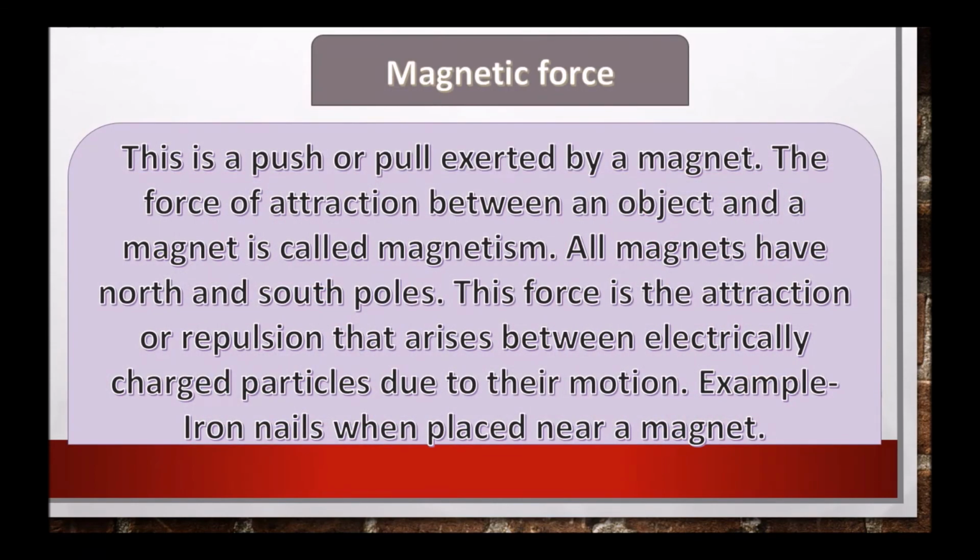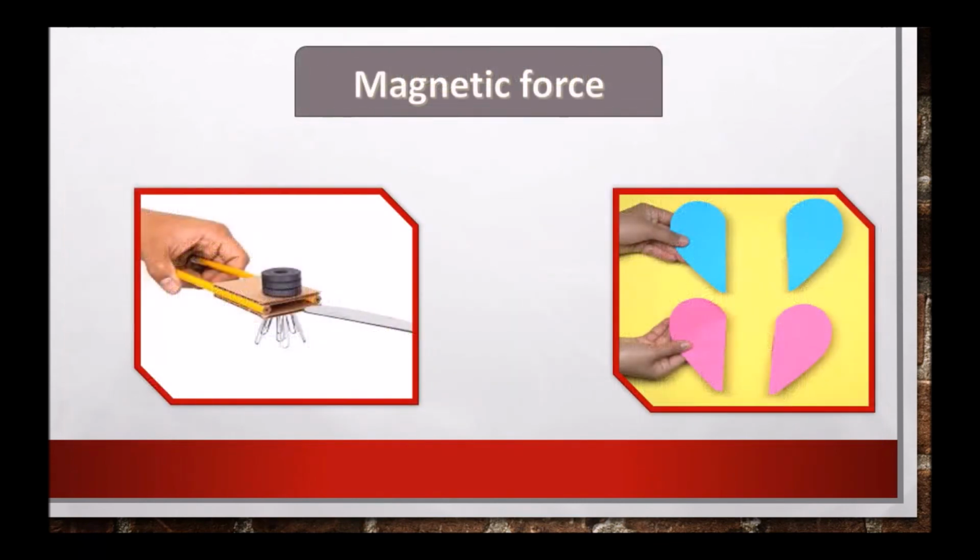Magnetic force. This is a push or pull exerted by a magnet. The force of attraction between an object and a magnet is called magnetism. All magnets have north and south poles. This force is the attraction or repulsion that arises between electrically charged particles due to their motion. For example, iron nails when placed near a magnet. This is magnetic force.